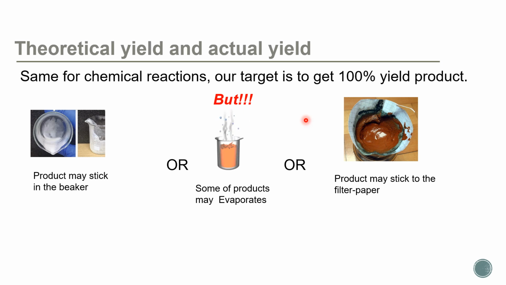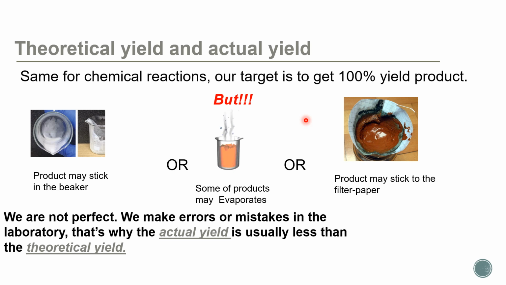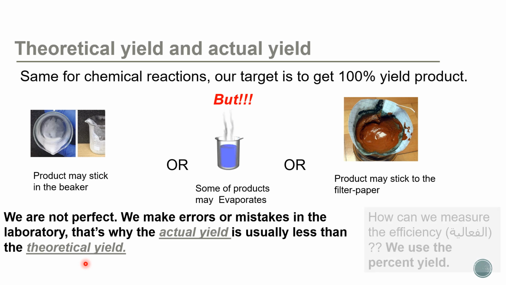Okay, so these are some examples that we actually get from the chemical reactions. We are not perfect, we make errors or mistakes in laboratory. That's why the actual yield is usually less than the theoretical yield. يعني actual yield تكون أغلبية الأوقات أقل من theoretical yield. So the actual yield is usually less than the theoretical yield, right?